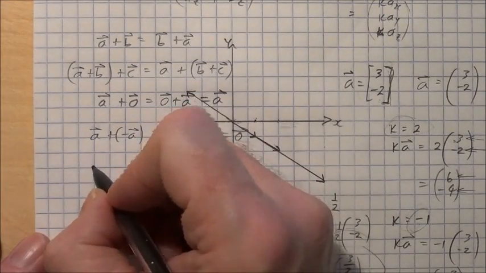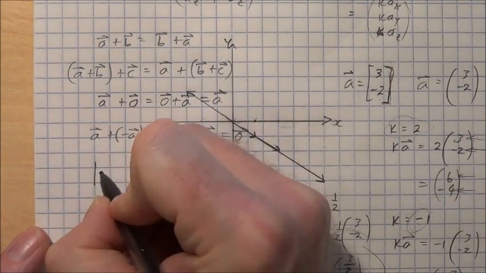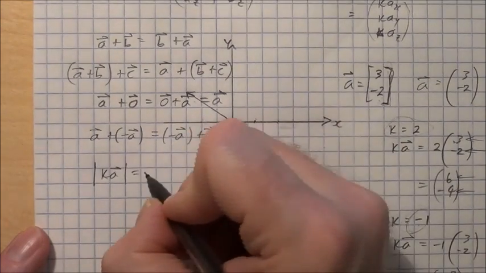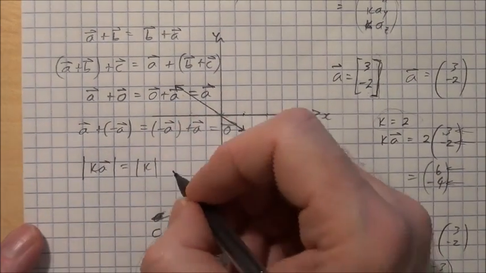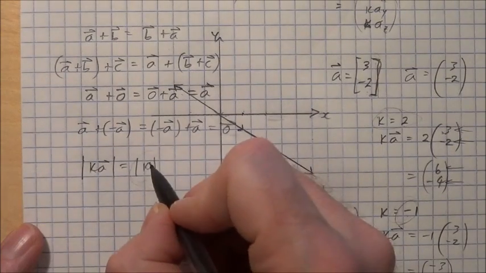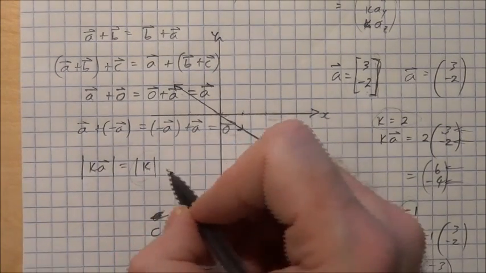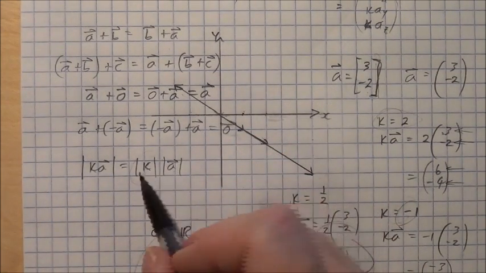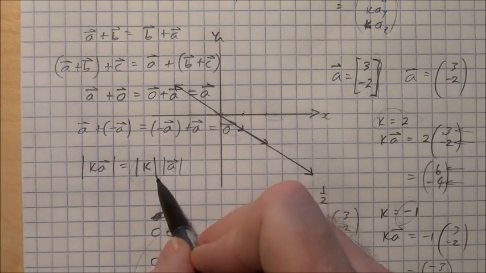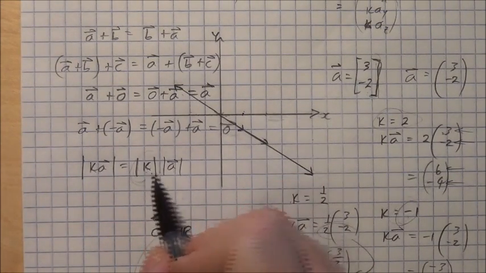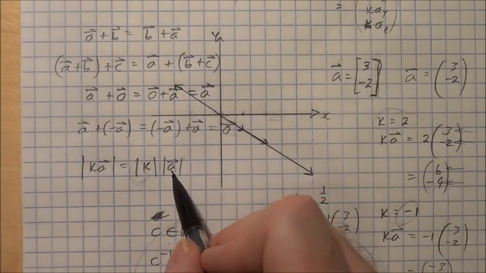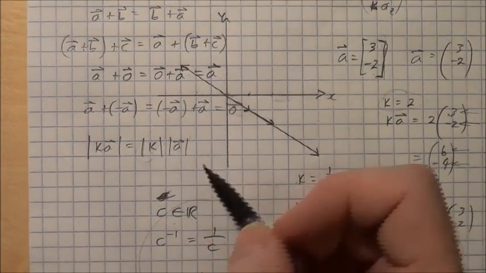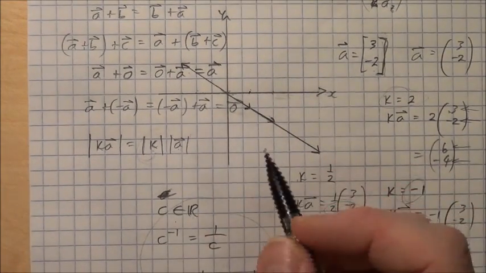If we want to find the length of k times vector A, then that's going to be equal to the modulus of k, because that's the absolute value of the scalar, multiplied by the magnitude of the vector A. So in this case, when this is a scalar, these brackets here indicate the absolute value, and when it's around a vector, they indicate the magnitude. Okay, and they're going to be parallel to the original vector anyways.